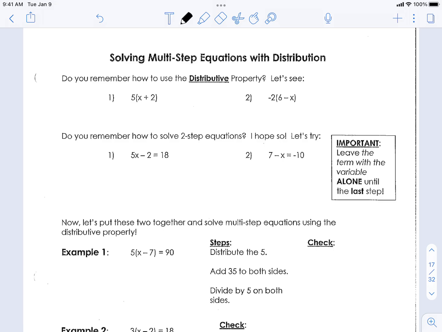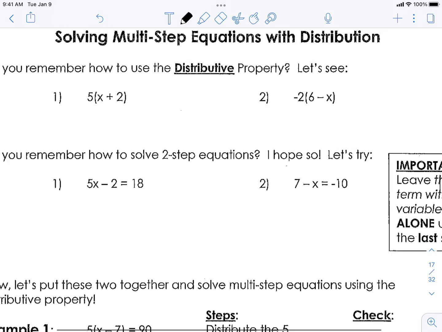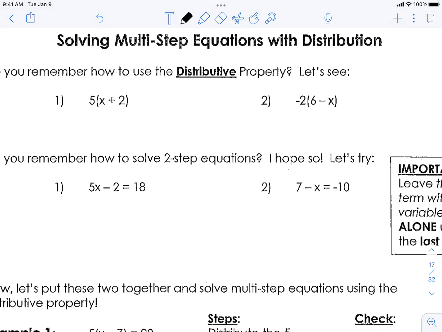Solving multi-step equations with distribution. We used the distributive property already, so just as a review, remember the number on the outside of the parentheses, if it's directly next to the parentheses, we multiply by everything inside, being very careful with our signs. So for this, we have 5x plus 10.